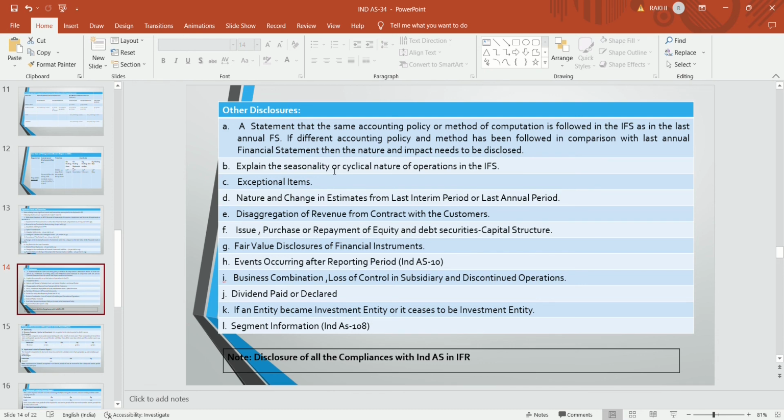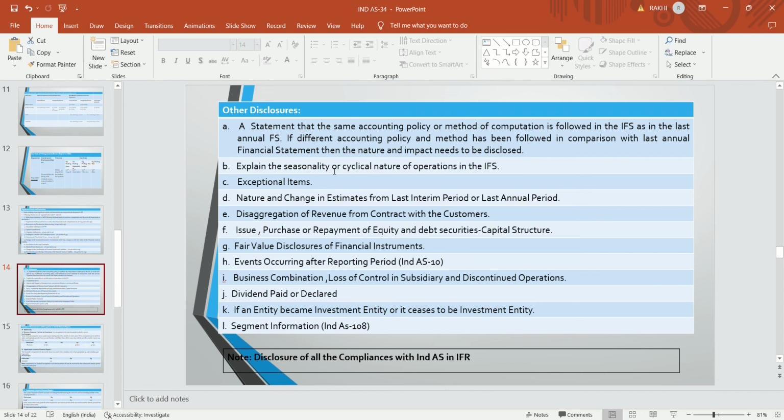Disaggregation of revenues from contract with the customer. Contract with the customer means revenue. Revenue is of 100 crores. In that 100 crores, revenue from contract with goods and services, there is a disaggregation, and that disaggregation is required to be disclosed.